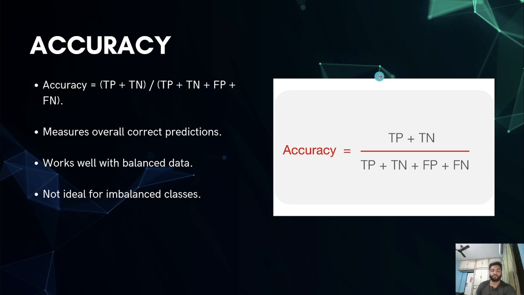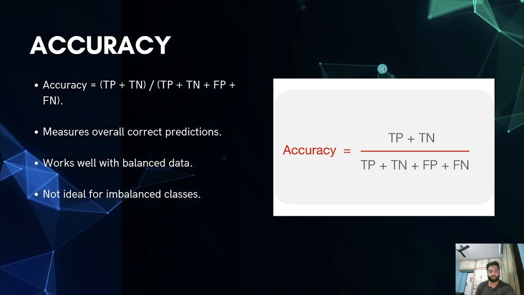Accuracy is a great metric when the classes are balanced, but it can be misleading when there is a class imbalance, as a model can achieve high accuracy by predicting the majority class correctly while neglecting the minority class.